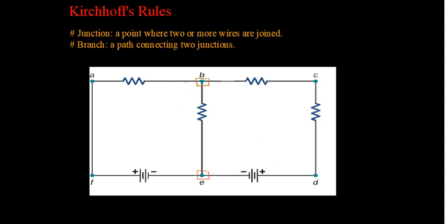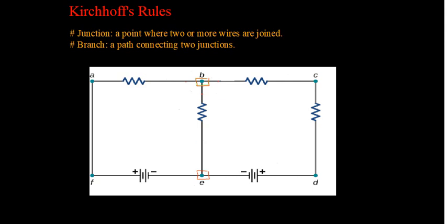I have the branch here where it is connecting the two junctions, another branch here, and also a third branch, the shortest one, between B and E. These are the three branches where the two junctions are connected to each other, and the current will flow through these branches. Okay. These are the terminology we need to learn in order to describe our circuit while using Kirchhoff's rules.